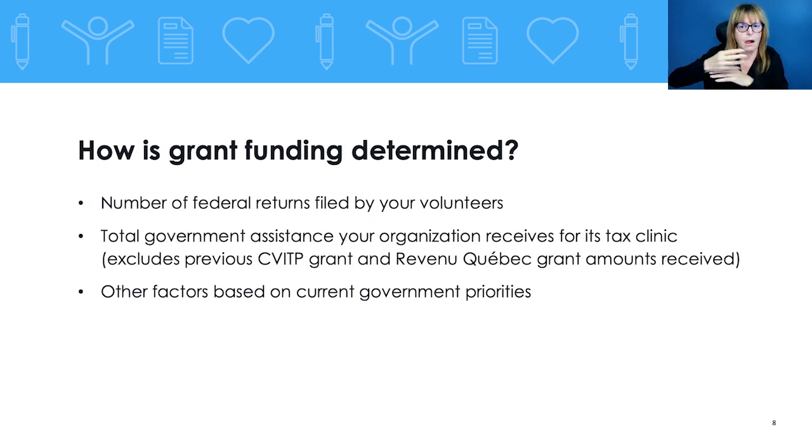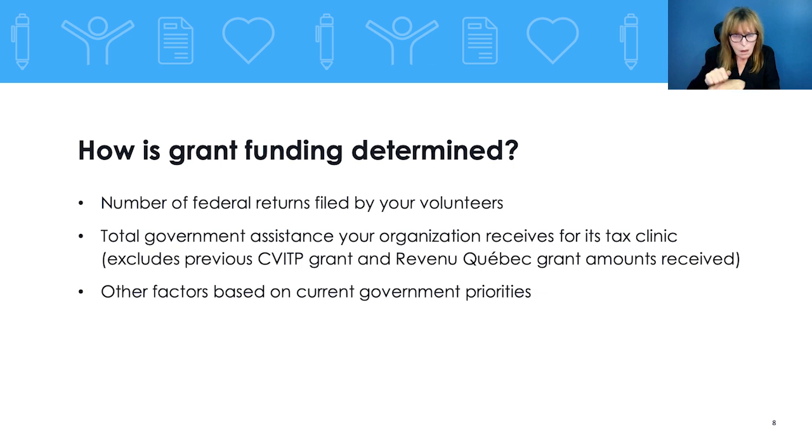Funding amounts for the grant are based on three main factors. The first factor is the number of federal returns filed by volunteers affiliated with your organization. This includes returns prepared on the program-provided software and submitted electronically through e-file, and those printed and mailed. In your grant application, you must report the total number of returns filed.